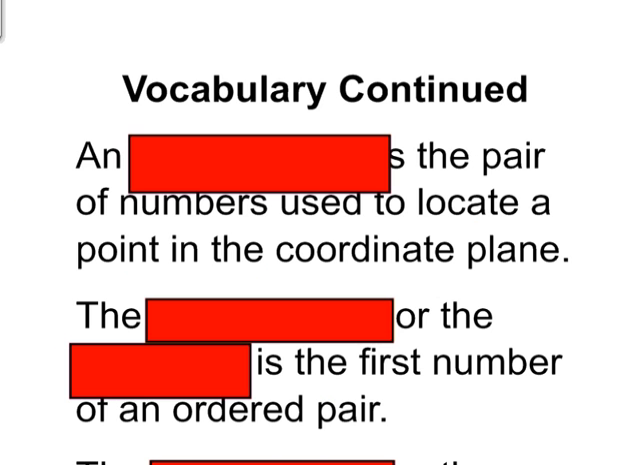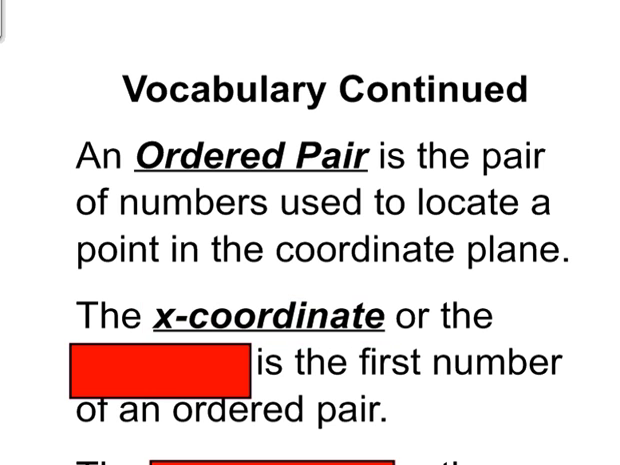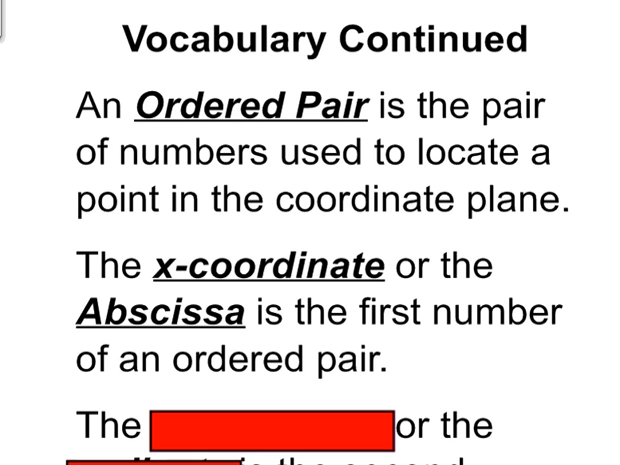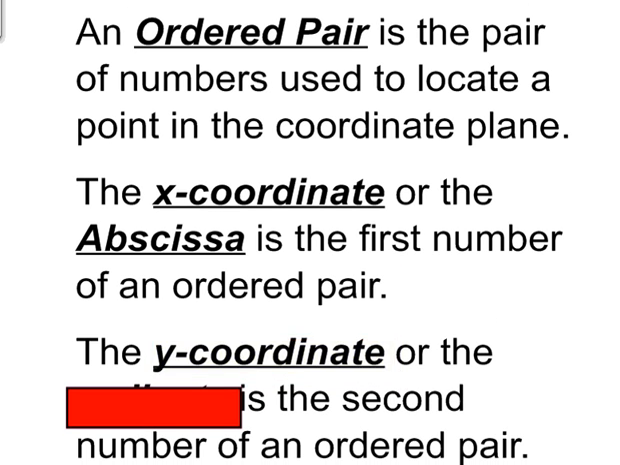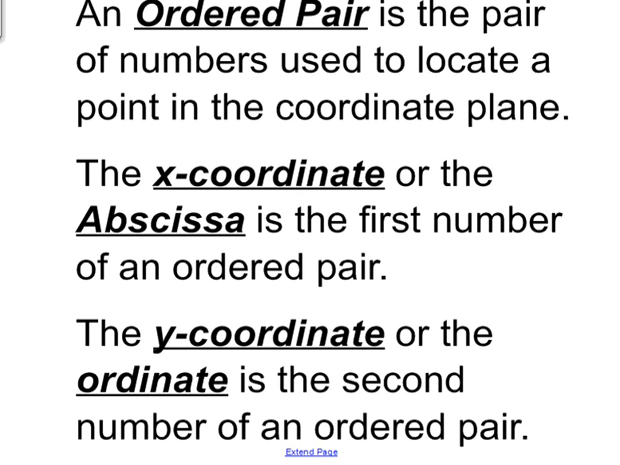All right, let's do a few more definitions here. An ordered pair is the pair of numbers used to locate a point on the coordinate plane. The x-coordinate, or the abscissa, is the first number in an ordered pair, and it shows you how far to move to the left or the right on that x-axis. The second number, or the y-coordinate, or the ordinate, is the second number in the ordered pair, and it tells you how far to move up and down on the y-axis.